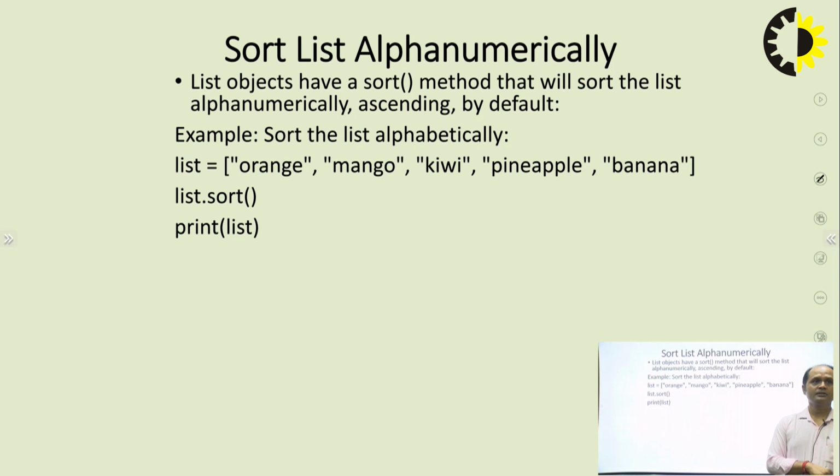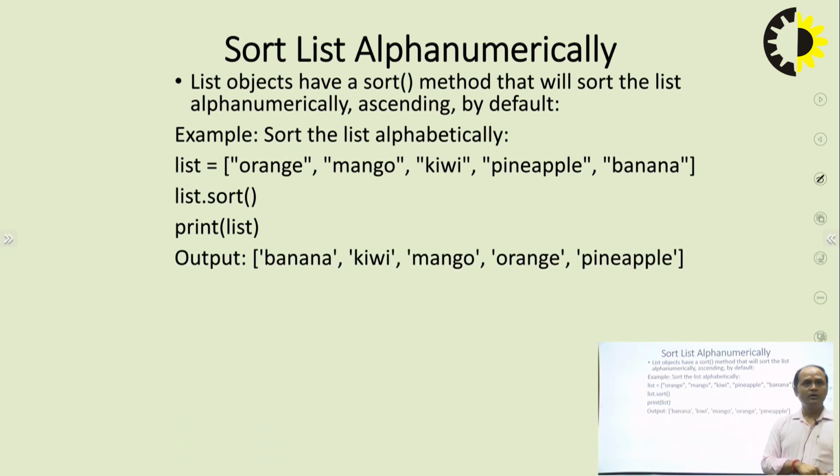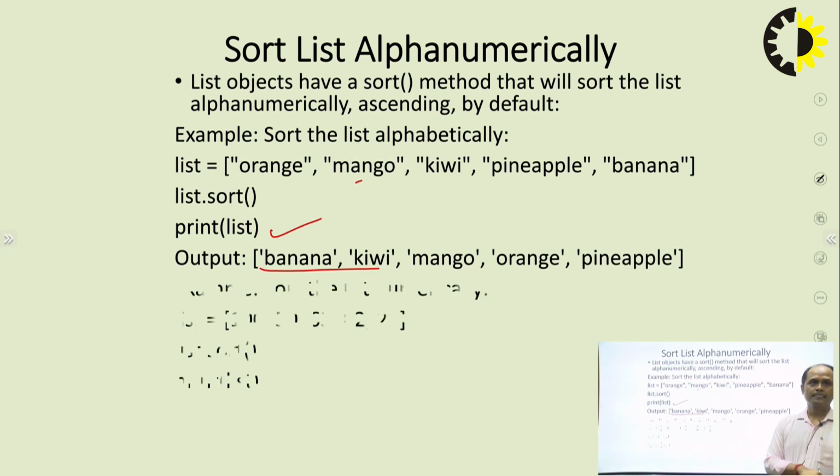Now we will discuss sort list. The sort method is what we will use in a particular list for sorting purposes. We will use ascending order or descending order. We will use the sort method. Suppose we have a list and we write list dot sort, print list. So this will be the output of that particular list.